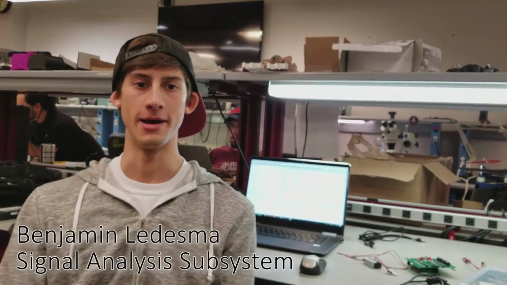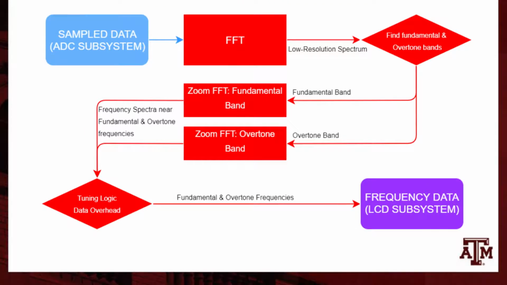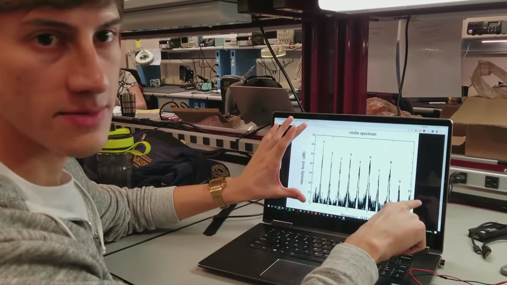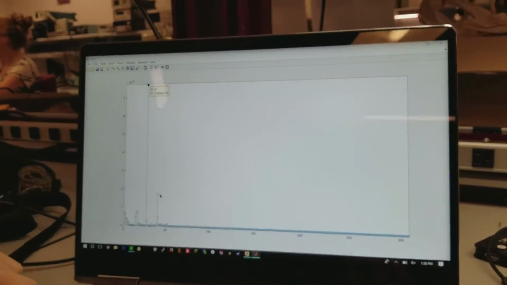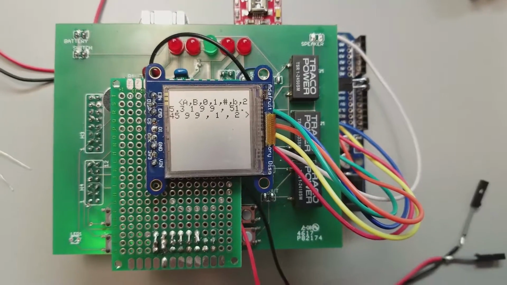Hi, I'm Ben Ledesma, and I am in charge of the signal processing subsystem. So this subsystem takes data from the ADC subsystem, takes a fast Fourier transform, looks at the largest 2 frequencies, that's your fundamental and overtone frequencies, and then performs some tuning calculations based on that to give you a number of cents sharp or flat, the letter name of the note, and the octave.